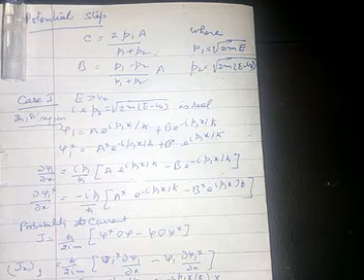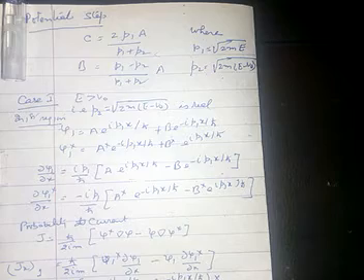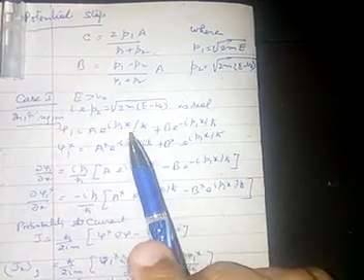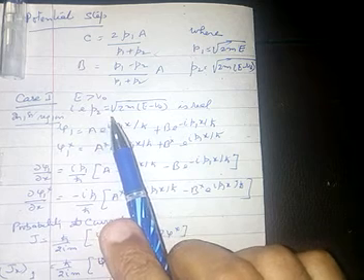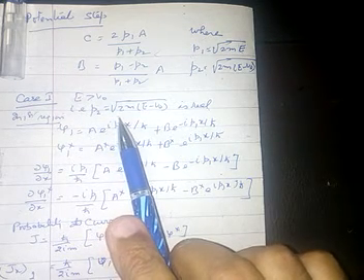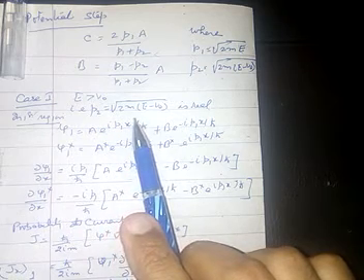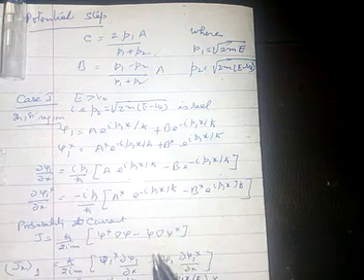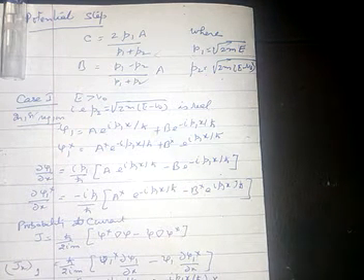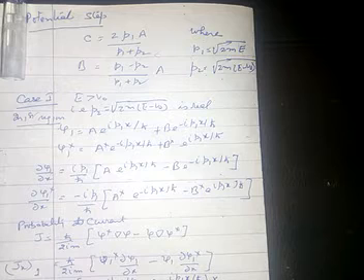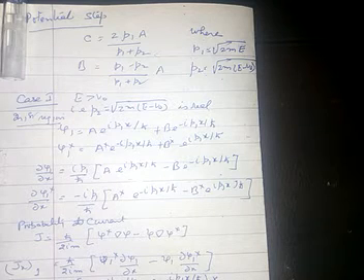Case number 1, when E is greater than V0. So when E is greater than V0, in this case P2 is equal to under root 2M into E minus V0, which will be real. In this case the expression for current density in the first and second region may be derived as follows.